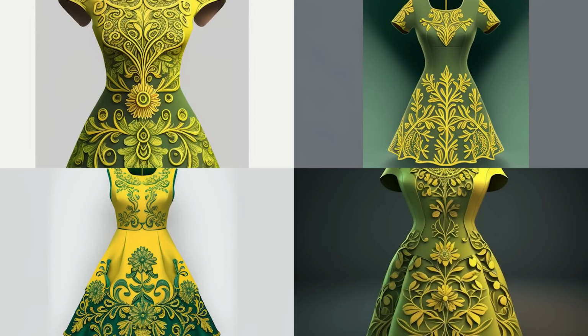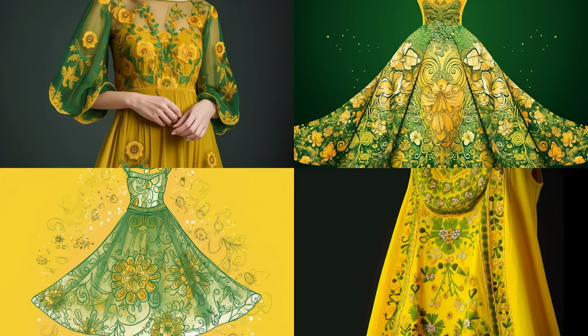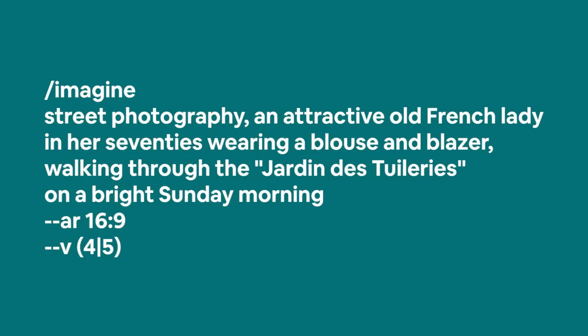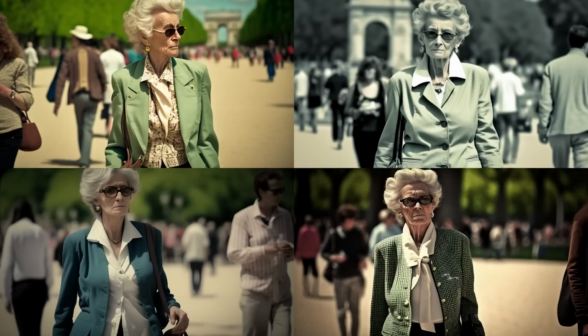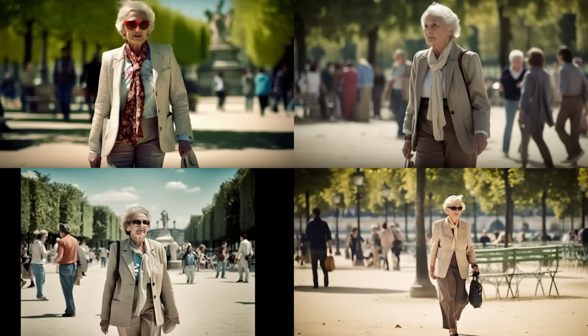Now these are nice concepts, but have a look at what the version 5 images look like. I'm pretty sure these images speak for themselves. The realism is even more obvious if you describe a real-life scene. Imagine street photography, an attractive old French lady in her 70s wearing a blouse and blazer walking through the Jardin des Tuileries on a bright Sunday morning. Now the version 4 images already look pretty neat. But in terms of pure realism, version 5 blows version 4 completely out of the water. I literally cannot tell whether this is stock photography or not.